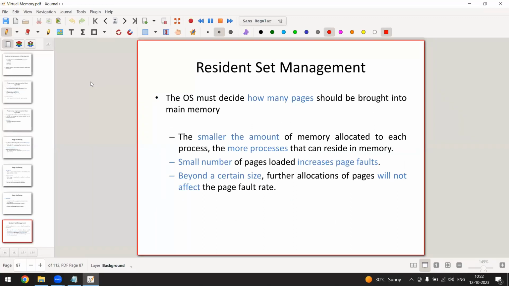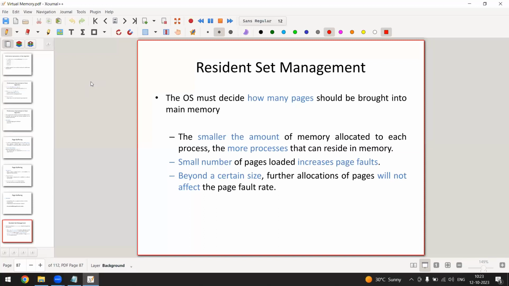Okay, the next topic is resident set management. What is the meaning of resident set? The meaning is very simple. It is the number of pages of the process which are there in the memory. The set of those pages is called the resident set. The OS must decide how many pages should be brought into the main memory. Suppose a process has 50 pages. Out of 50, how many pages should you bring into your main memory in order to start the process?